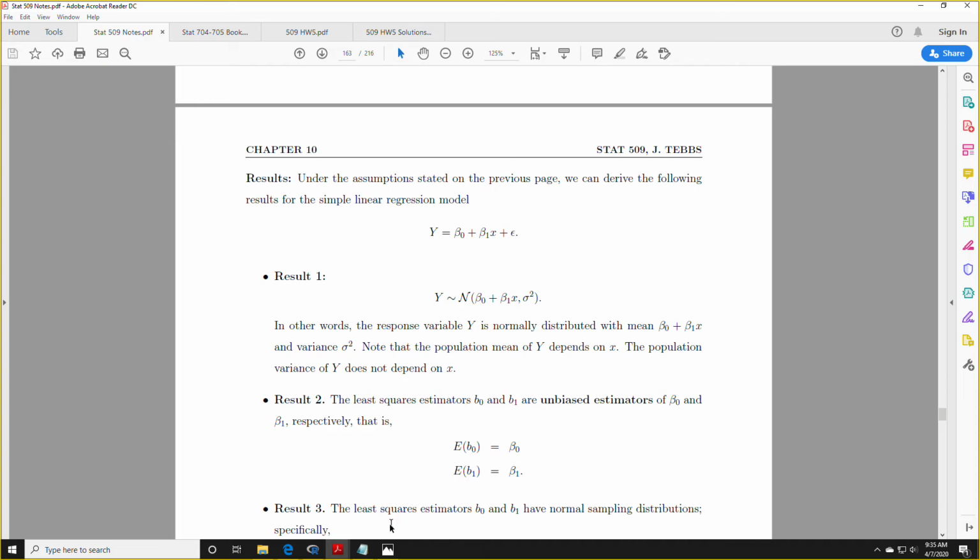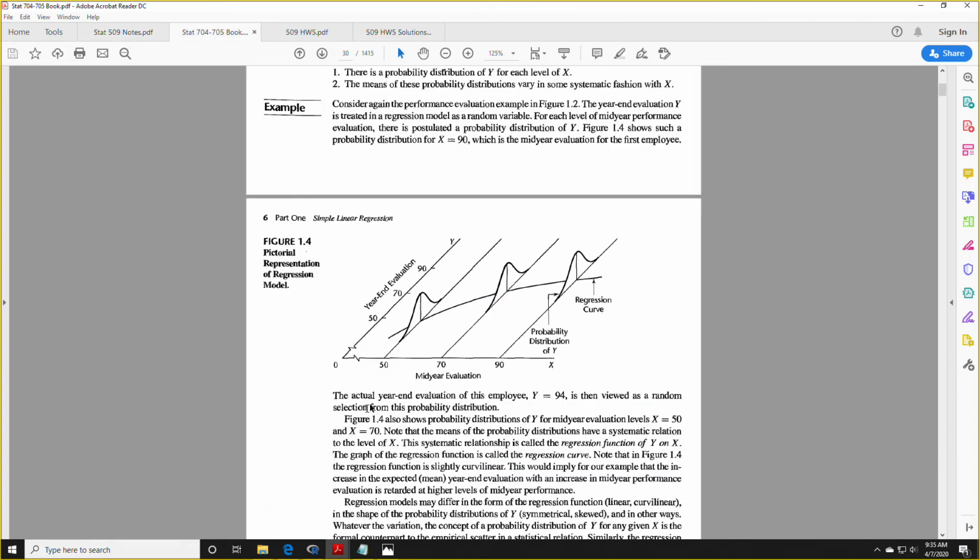x. And so looking at this picture, that basically means, when I have an x of 50, I've got a normal distribution for y, centered at this point, beta naught plus beta 1 x, and my variance is sigma squared. When I've got an x value of 70, I again have a normal distribution of y values centered about beta naught plus beta 1 x, right?